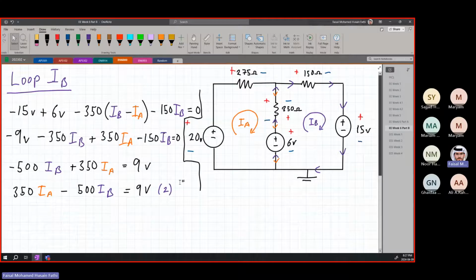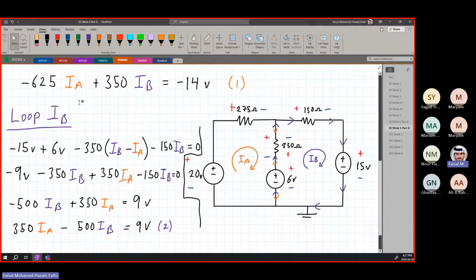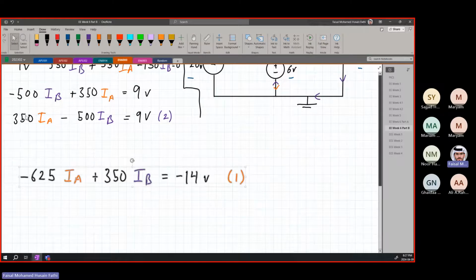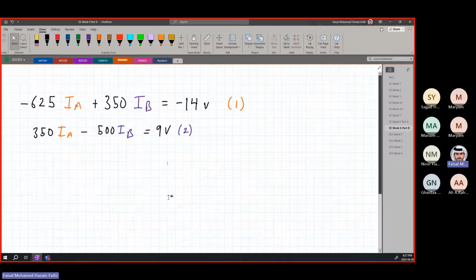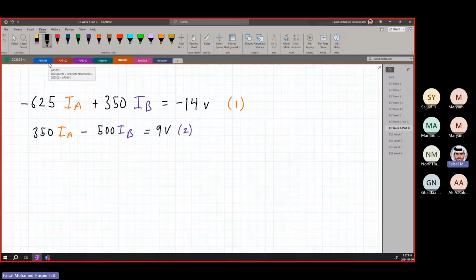All right. So if we continue, now we have our two equations. This is the first one, and this is our second equation. Now we can solve this using simultaneous equations directly from the calculator. We can just use mode 5.1. So using mode 5.1, we're going to put minus 625, 350, minus 14, 350, minus 500, and 9.